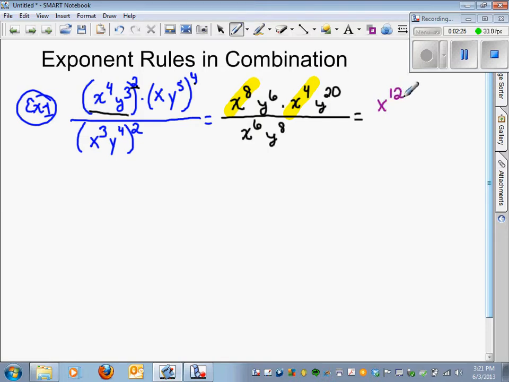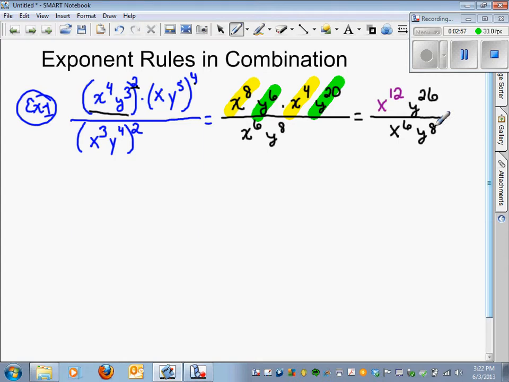And then I noticed that we also have some y's. Y to the 6th multiplied by y to the 20th. Well, 6 y's multiplied by 20 y's means that we end up with 26 y's. This is where the shortcut comes in handy because we don't want to actually have to write out and then count all 26 of those y's. In the denominator, there's nothing there that can be combined. So we simply have x to the 6th, y to the 8th.